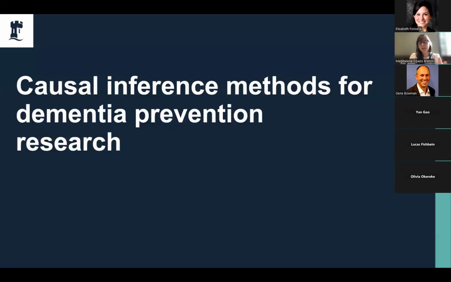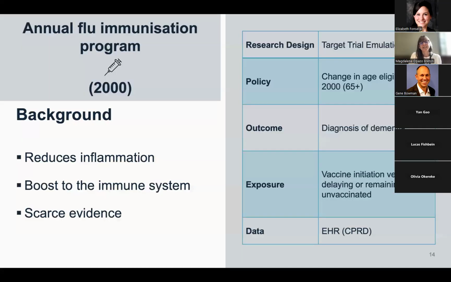I will move now into telling you about how I've been using these causal inference methods for this research in dementia prevention. I will describe each work package, so each policy. Some policies have been more developed than others, so I will start with the more developed ones and end up with the ones that have been less developed so far, because I have very recently started with this project. So first, the annual flu immunization program.